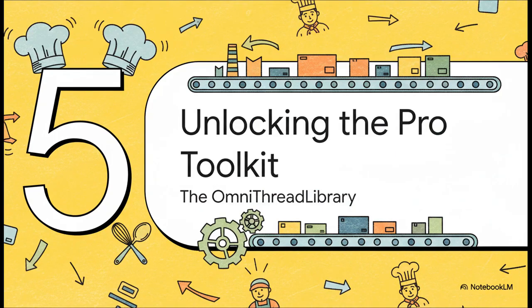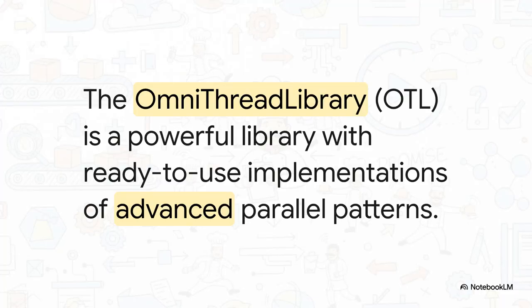Okay, so we've got our individual tools. We've got the notifier, the promise, the pipeline. Now, let's see what it looks like when we level up and get the whole professional toolkit. And that's where something like the OmniThread library, or OTL for short, comes in. You can think of it like buying a pro-grade, pre-packaged toolbox instead of building every single tool yourself. It takes all these powerful concepts we've been talking about and gives them to you as solid, ready-to-go components. It just makes your life so much easier.